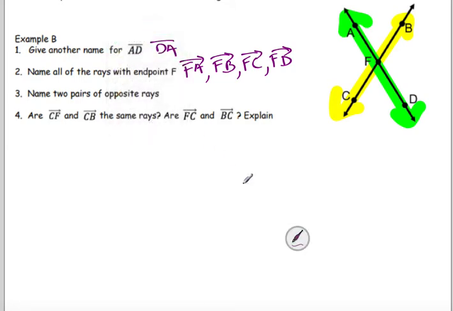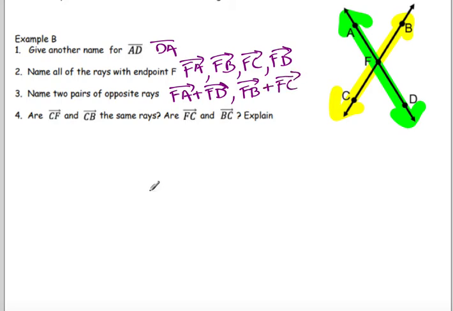So you have to start at the middle and go outward from there. So FA would be paired up with FD, using that ray symbol above it again, trying to use the ray symbol. FB and FC would be the other pair.